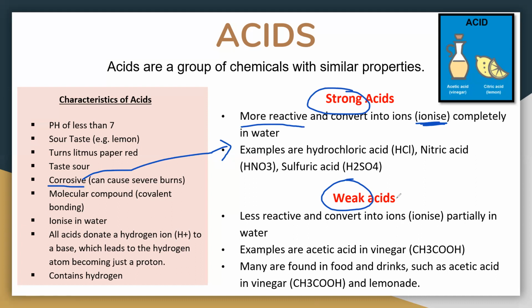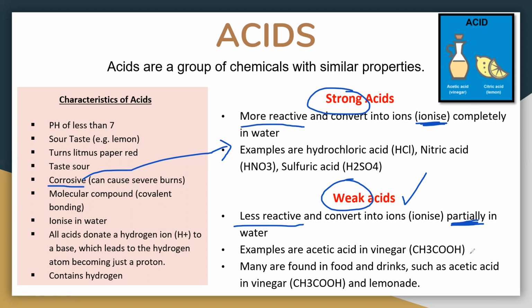And for that reason, we use weak acids, or we consume weak acids in food. For example, if you've ever had a salad with salad dressing and it's got vinegar in it, that's acetic acid. That is a type of weak acid. If you've ever had lemonade, that's citric acid, which is again a type of acid found in food. These acids are safe for us to eat because they're weak acids. And what weak acids mean is that they're less reactive with the environment that they're in, and that they only partially ionize or convert into ions in water. Okay, so that's basically the difference between strong acids and weak acids there.